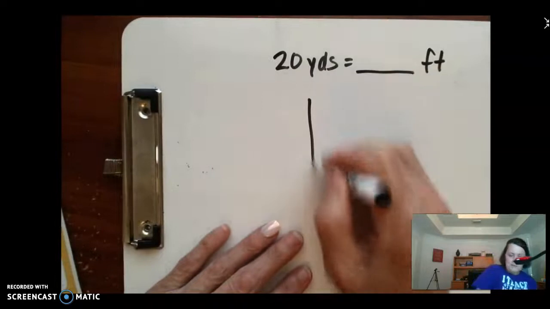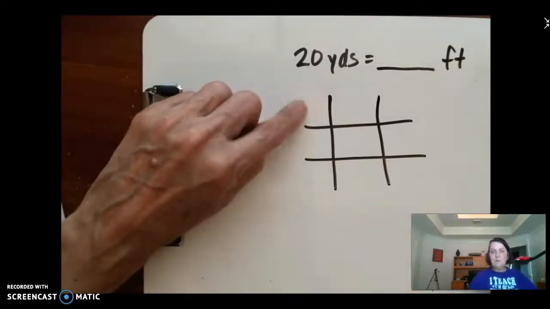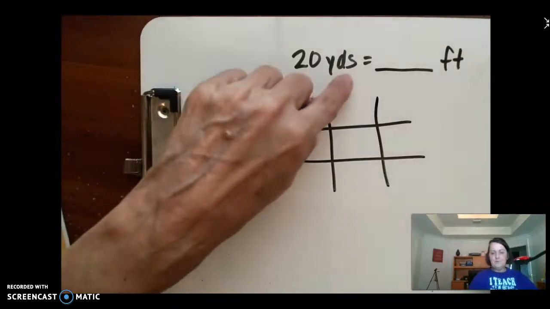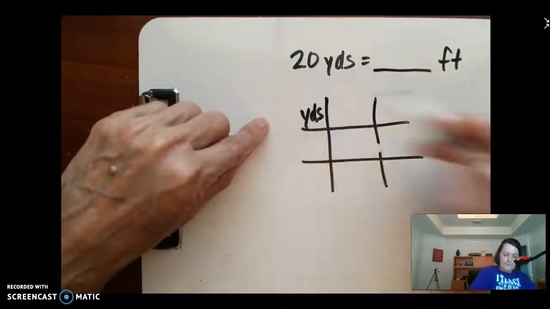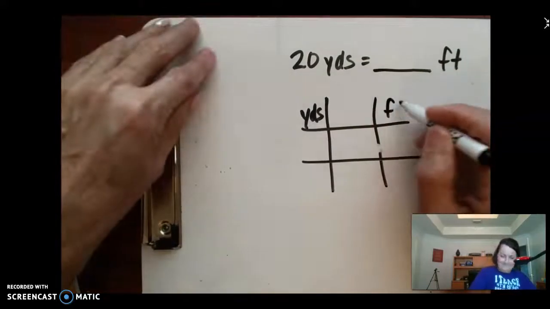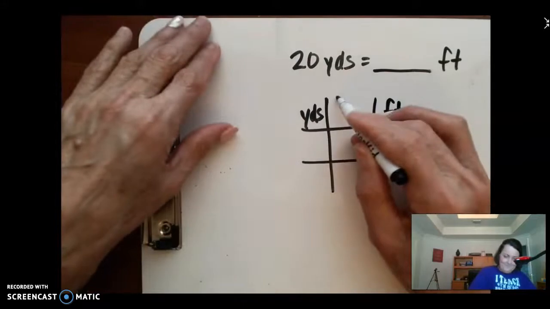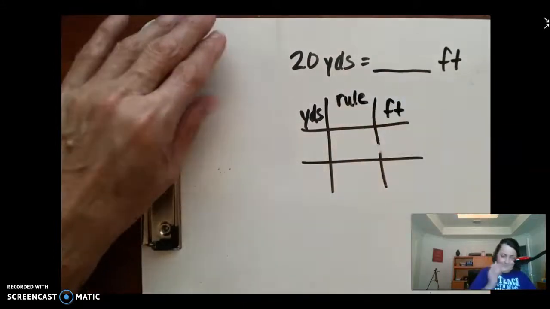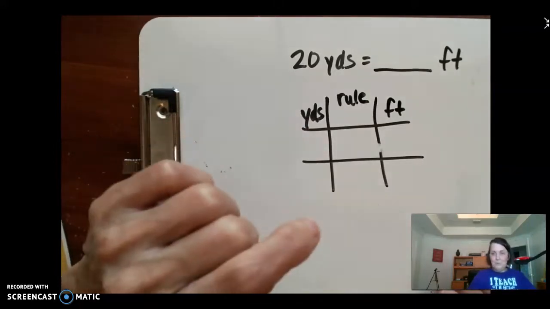All right? So now that we have that, what are we going to make? Tic-tac-toe, here we go. All right, tell me what to put here. Which one of these? Yards. Okay, where does this one go? Output. And what's this in the middle? The rule. All right. Do we put 20 next? What do we put? Well, we got to look at our sheet. We're going from yards to feet.